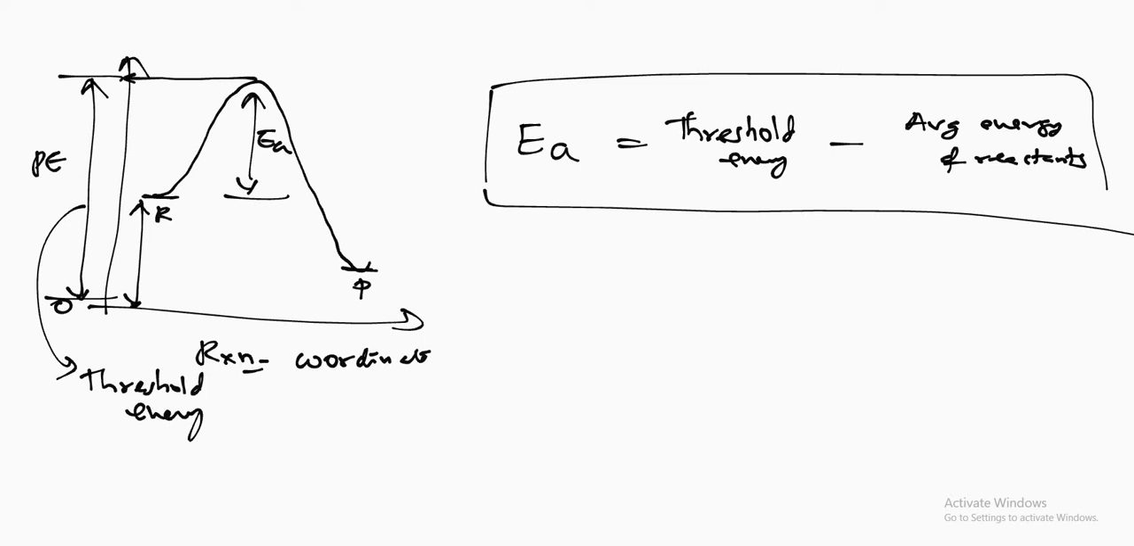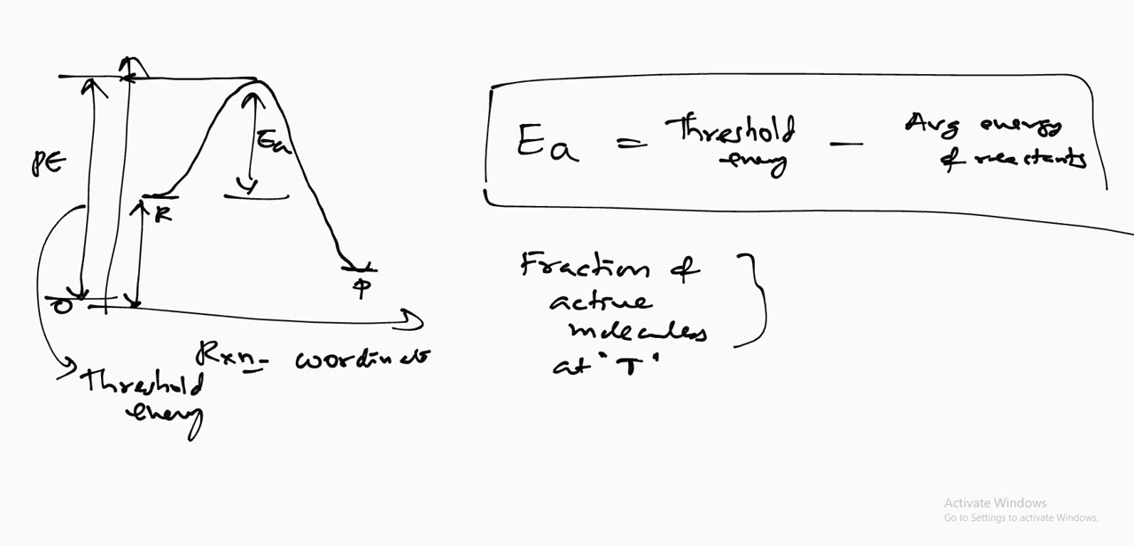Now we want to know what fraction of active molecules is present in a mixture. Say I have a reaction mixture. So what is the fraction of active molecules at some temperature T, capital T? Here I'm saying that T is the temperature. At the temperature T, what fraction of molecules are active? Active means they have energy, the energy of the molecule, greater than or equal to the activation energy.